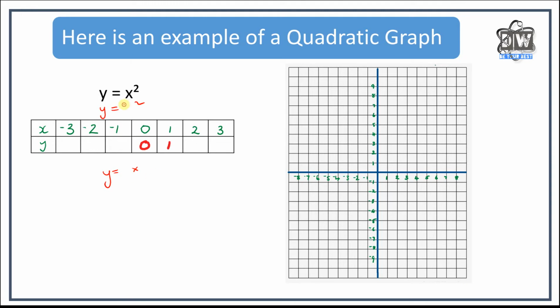So what's 2 times 2? 2 squared is 2 times 2. So what's 2 times 2? Well, that's 4. I'm not going to do any more. I'm going to go through them really quickly. What's 3 times 3? That's 9.